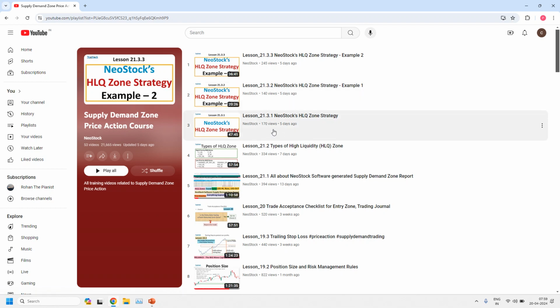So that's why theory is very, very important. First, complete lesson 21.3.1 and then get into lesson 21.3.3 or 21.3.2. So this is one important point, because all these things we are discussing because of this NeoStock HLQ zone strategy. If you ignore the strategy and learn the other lessons without perfection, there is no meaning. Okay, now let's get into the session.